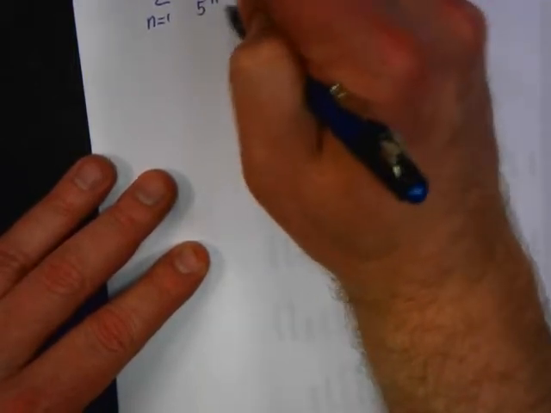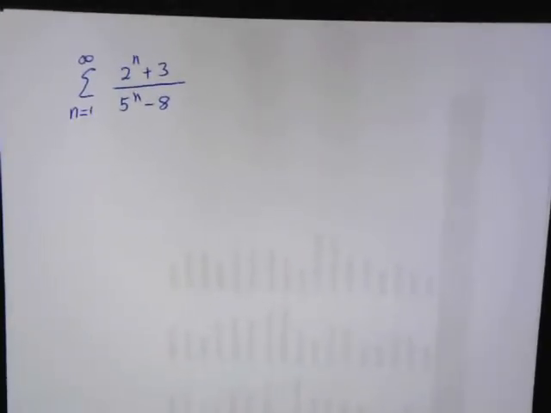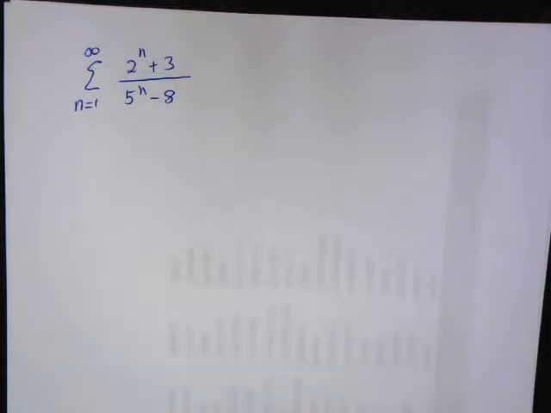How about the sum from n equals 1 to infinity of 2 to the n plus 3 over 5 to the n minus 8. Once again, I got to begin by looking at that, and I got to begin by making a guess. And my guess will kind of tell me what I should probably compare it to. What's our guess? Do we think that converges or diverges, and what are we going to compare it to?